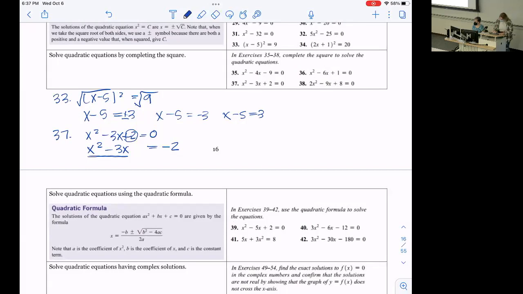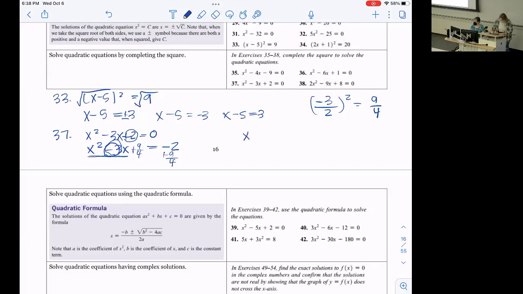So in order to do that, we are going to take this number, b, divided by 2, and then squared. Okay, so you will take this b, which is -3, divide by 2, and then you square it, which will be 9/4. So then we're going to add a 9/4 over here, which means we also have to add it to the other side.